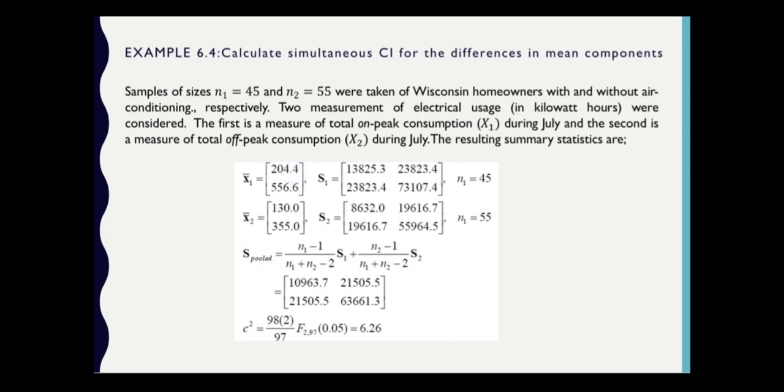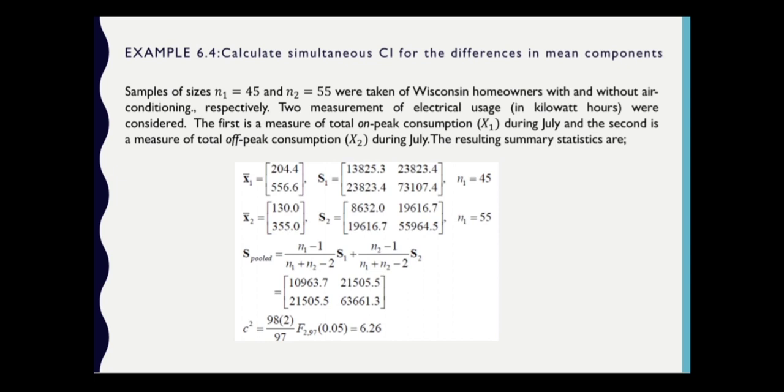204.4 ni adalah refer kepada mean of electrical usage of on-peak consumption, which is X1 for first variable. 556.6 adalah mean of electrical usage of off-peak consumption for first population. 130 is the electrical usage of on-peak consumption for second population. 355 adalah mean electrical usage of off-peak consumption for second population.